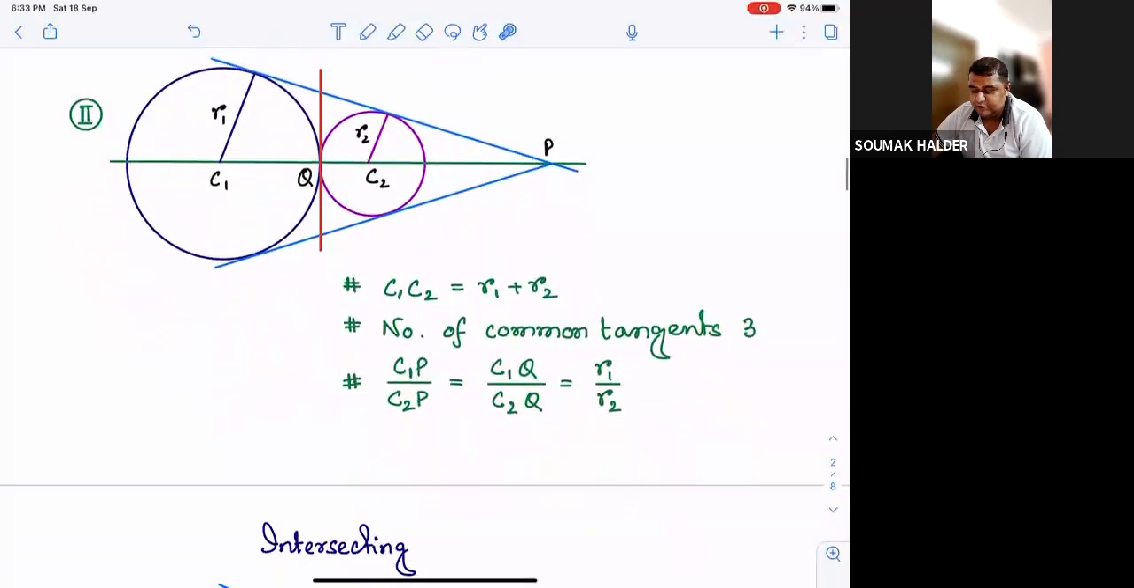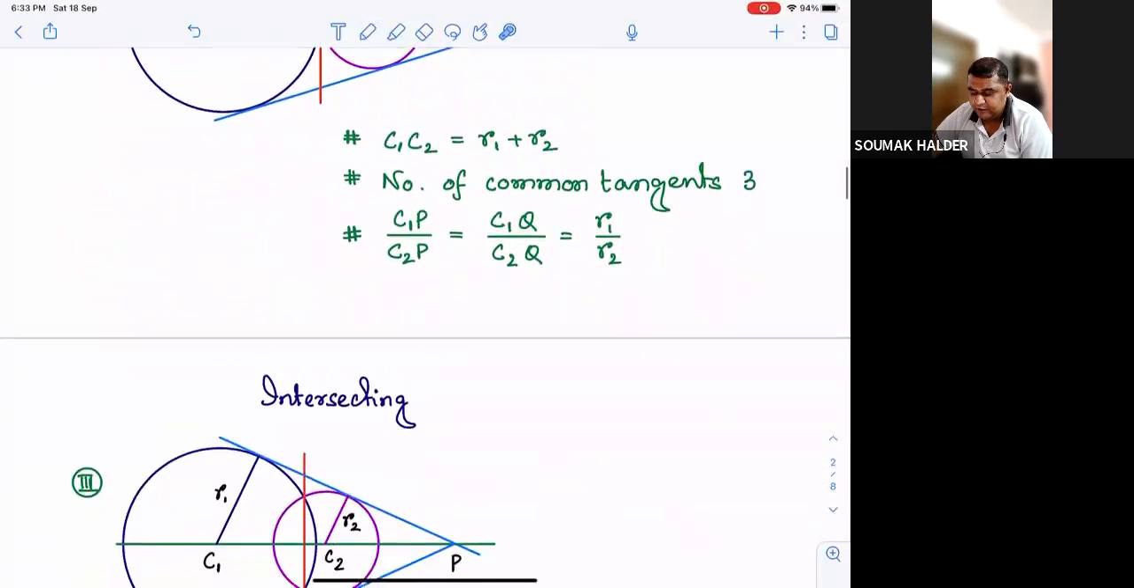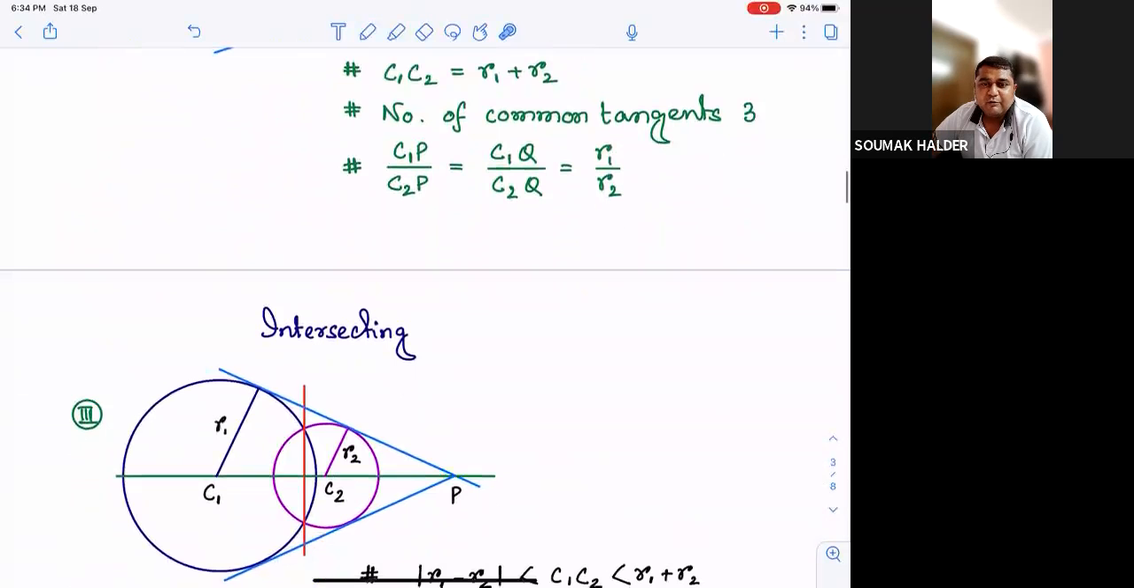Next, we have considered the intersecting position. Now, in the intersecting position, there will be two common points, and for the first time, we are going to get a chord of these circles which is common to both. So in this particular formation, you can identify the distance of the centers is now even less than the sum of the radii, but definitely it is more than the difference of the radii.